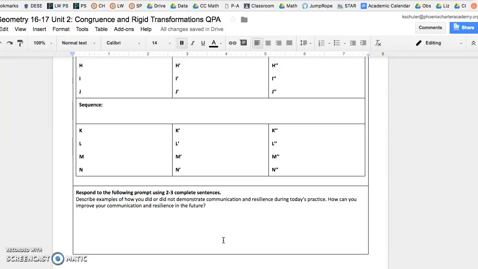All of these skills, whether it's performing transformations, whether it's identifying sequences of transformations, or even properties of shapes after the transformations, all of these skills are going to help prepare you for the IA.